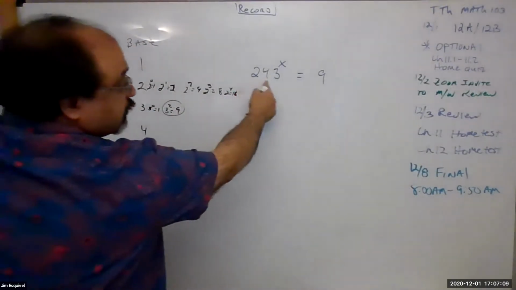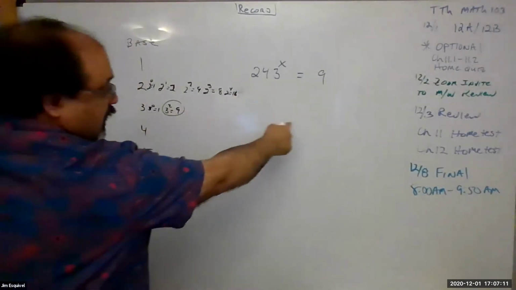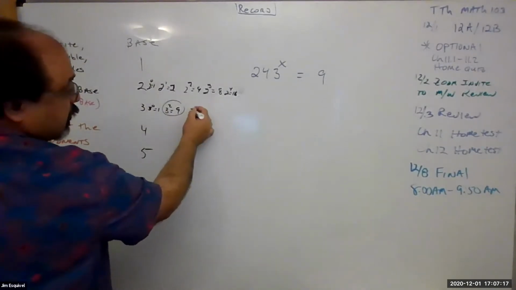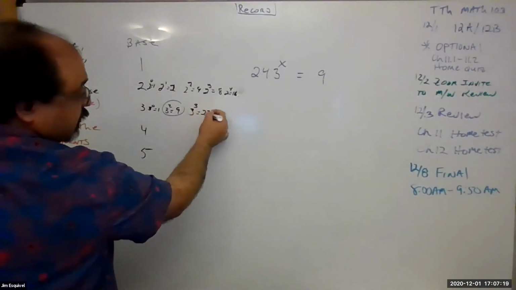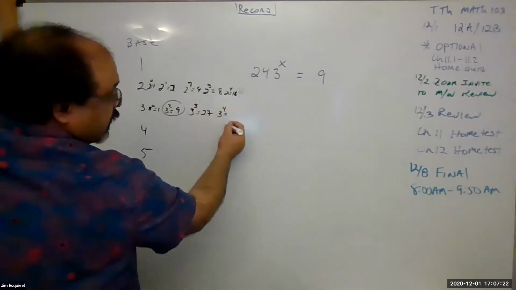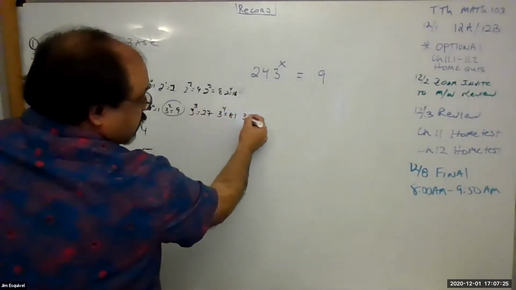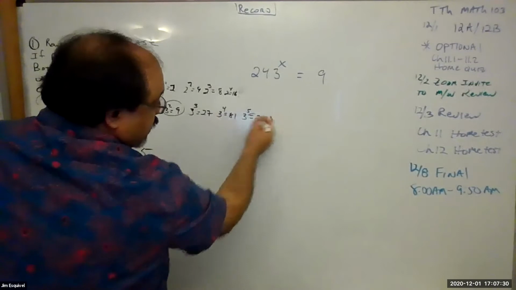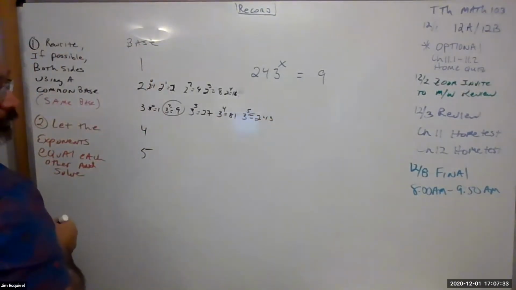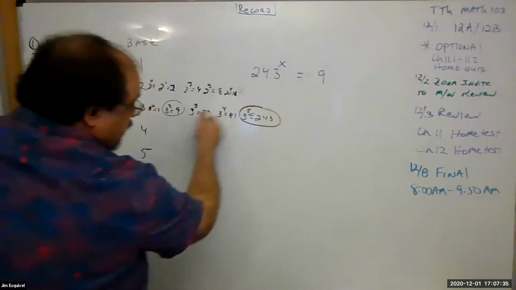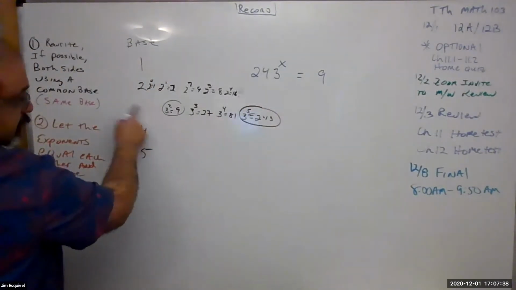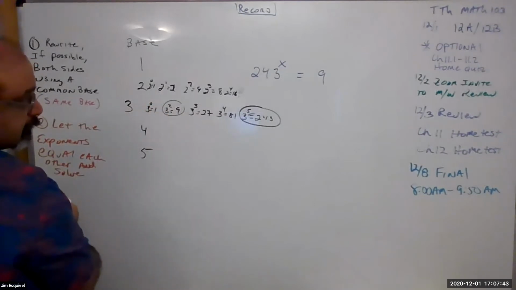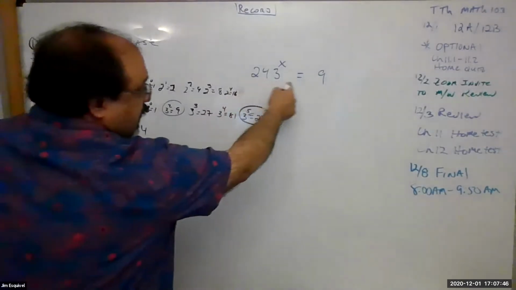9 is on 3's list. I wonder if 243 is on the same list as 9 is. And that's what you would see. 3 to the third is 27. 3 to the fourth is 81. 3 to the fifth is 243. 243 is on the same list as 3. These are both powers of 3.